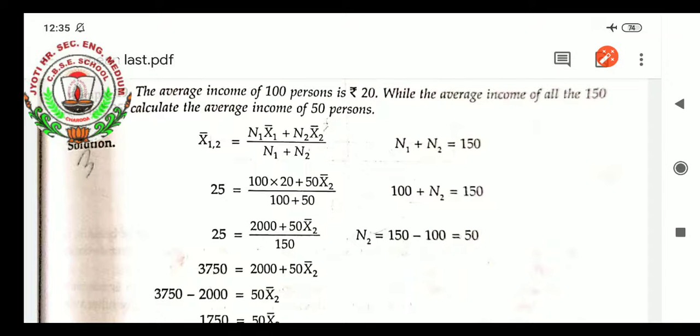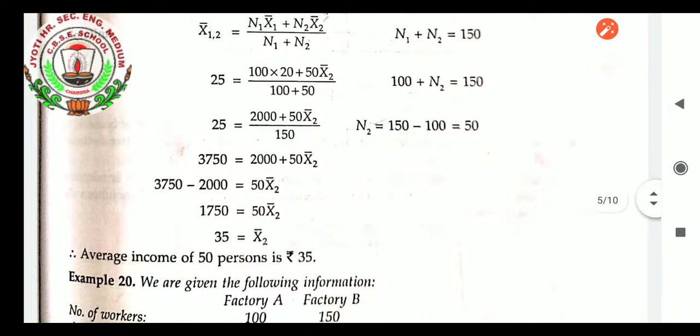Today we will be going to learn combined mean, one of the questions once again. One more variety I will be explaining so that it will be easier for your solution at your home.